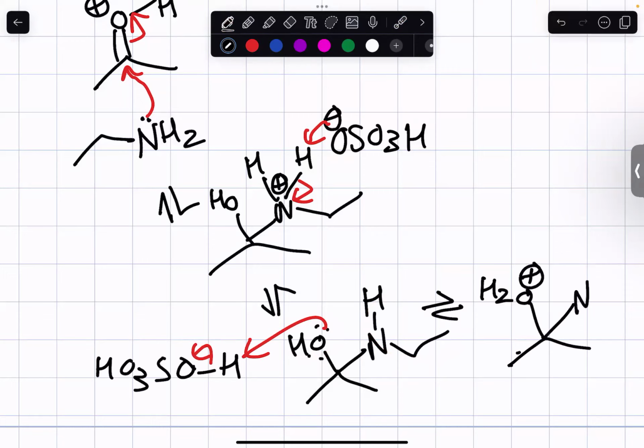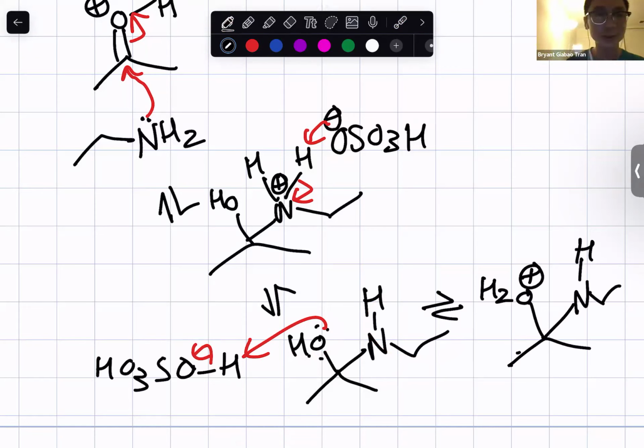Okay, so all these reactions pretty much follow that same pattern. It's just a lot of proton transfer steps.